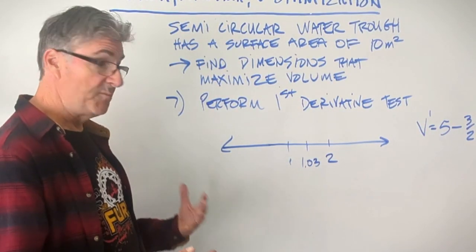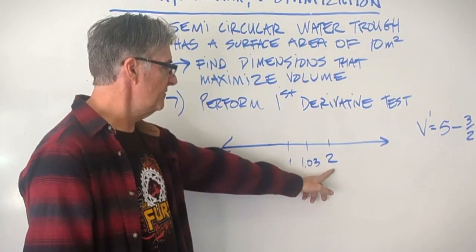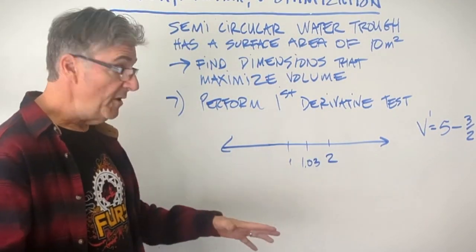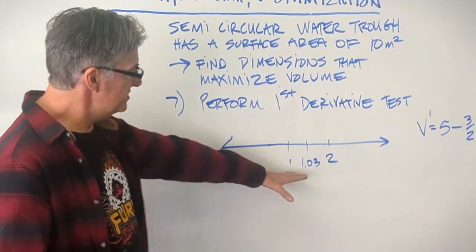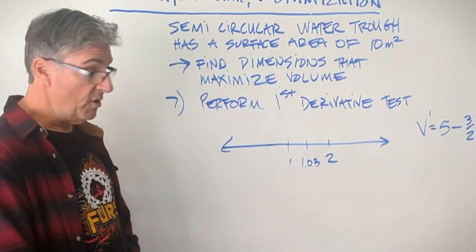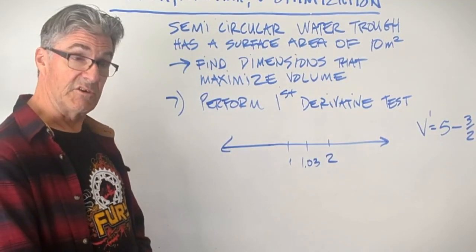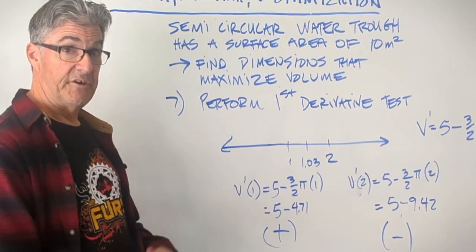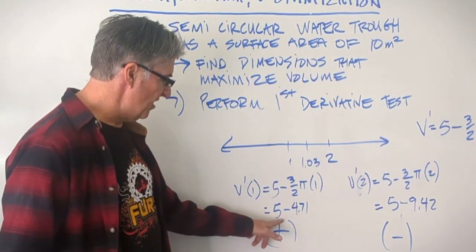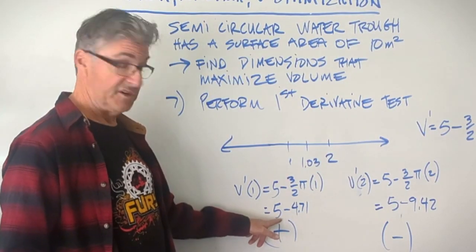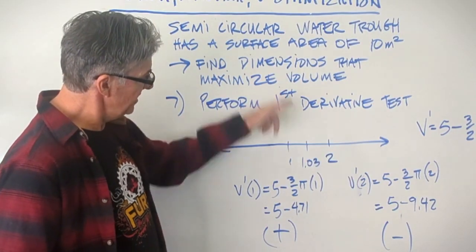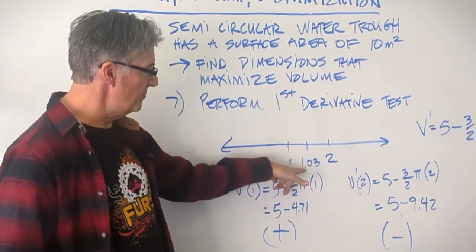So pick 2 easy points on either side. So 2 is a nice one for the right side, and 1 is a nice one for the left side. So go ahead, pause the video, and use these values and the derivative equation to figure out whether the function is increasing or decreasing for both those intervals. All right, here we go. Plugging 1 into the function, I can stop right there. This is less than that, so I know the answer to this one is going to be positive. So I know that the function is increasing on this side, on the left side of 1.03.